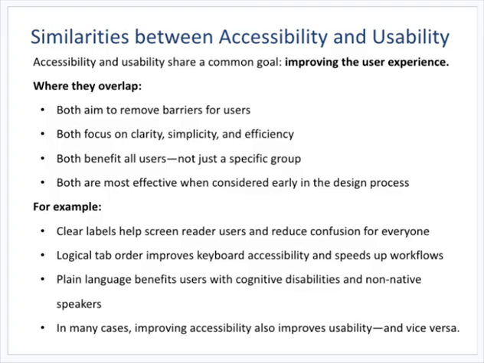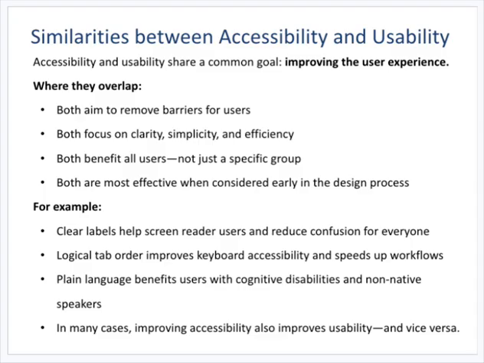Now we'll understand similarities between accessibility and usability. So first, both share a common goal, which is improving the user experience for all the users. Where they overlap, both aim to remove barriers for users, both focus on clarity, simplicity, and efficiency, both benefit all users, not just a specific group. Both are most effective when considered early in the design process.